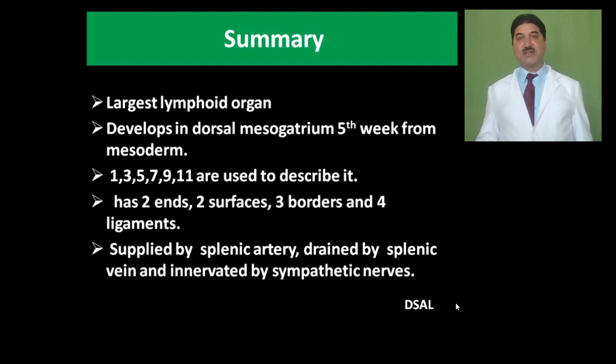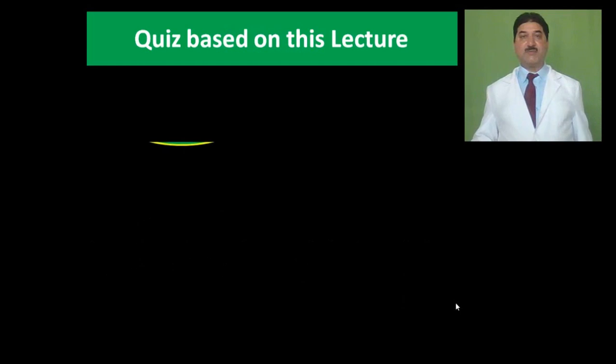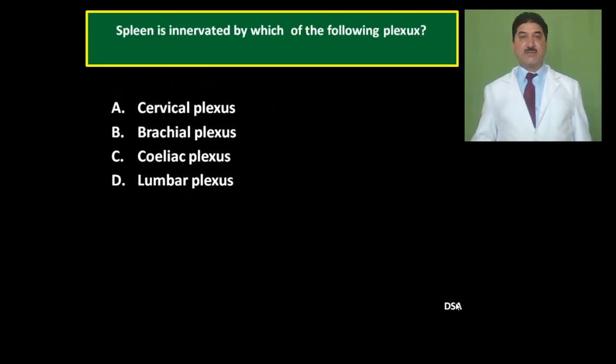Now let us go for a quiz based on this lecture. Spleen is innervated by which of the following plexus? Cervical, brachial, celiac, lumbar. C is correct option.